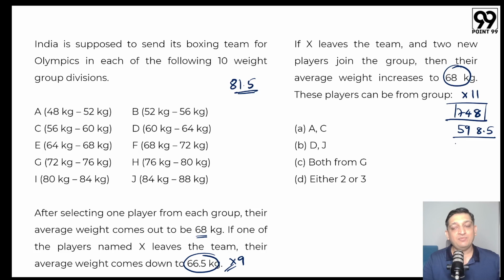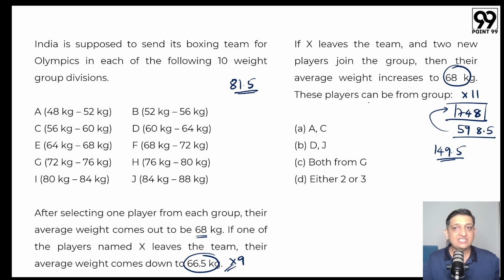So 598.5. Now this is what we already have, and this is where we have reached, which basically tells us that the total of the weights of the 2 individuals who have joined now is going to be equal to 148 plus 1.5, or 149.5.